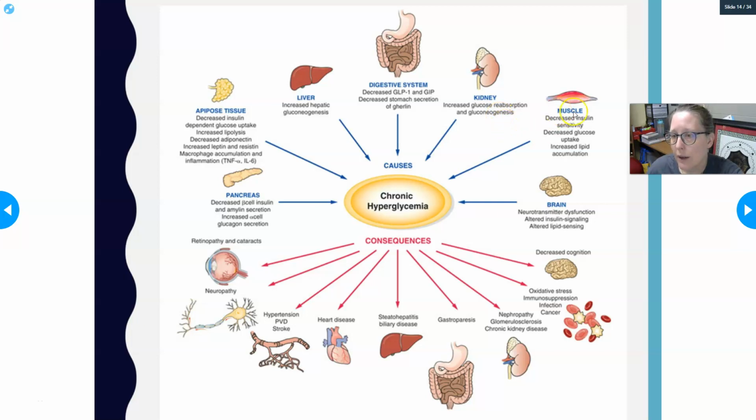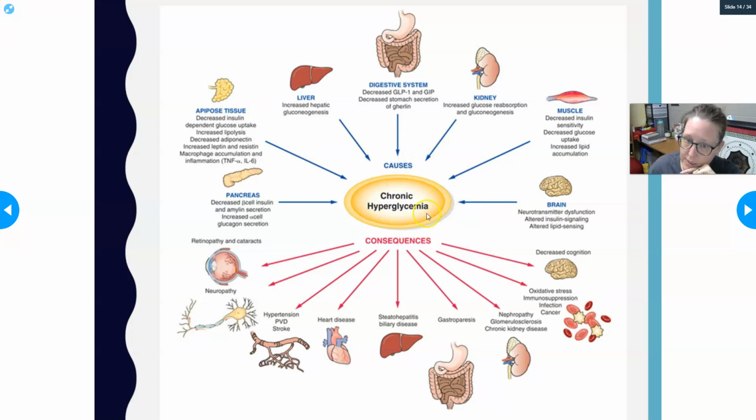In the muscle, there's going to be decreased insulin sensitivity, so that decreases the glucose uptake. So it's harder for the muscle to take up the glucose to make ATP, to make energy, and that's part of why you see fatigue in these patients. And there will be an increased lipid accumulation around the muscles too. And then in the brain, there's neurotransmitter dysfunction, altered insulin signaling, and altered lipid sensing with the leptin resistance, etc. All of that leads to chronic hyperglycemia.